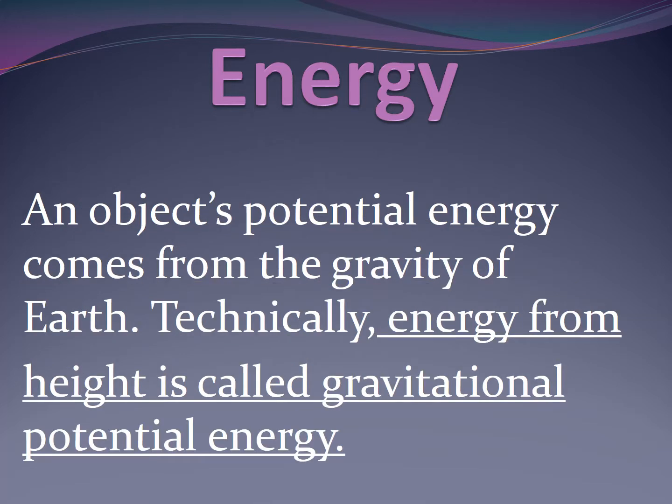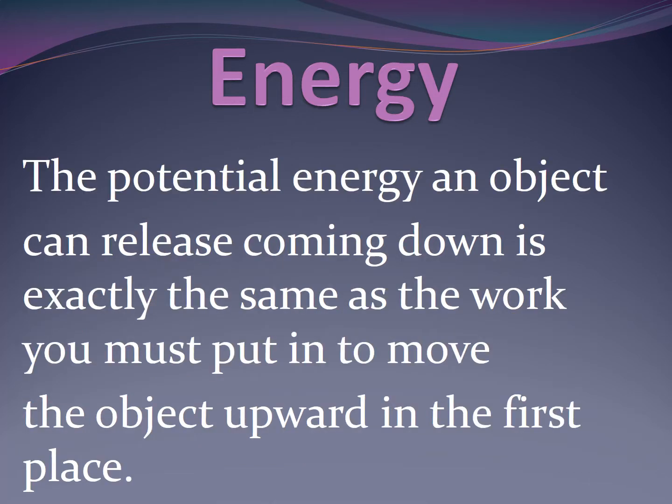An object's potential energy comes from the gravity of Earth. So we could say that the energy it has from a certain height is called gravitational potential energy, or GPE. The potential energy an object can release coming down is exactly the same as the work you must put in to move the object upward in the first place. Remember, energy is conserved. You cannot have more energy as it's falling than it did when you raised it. Energy can't come out of nowhere.